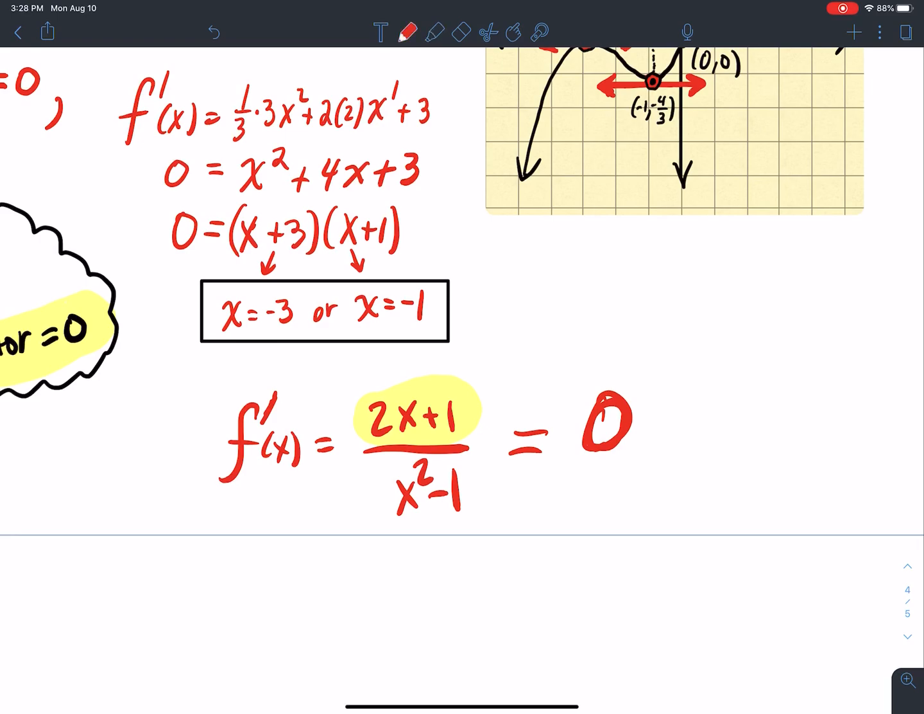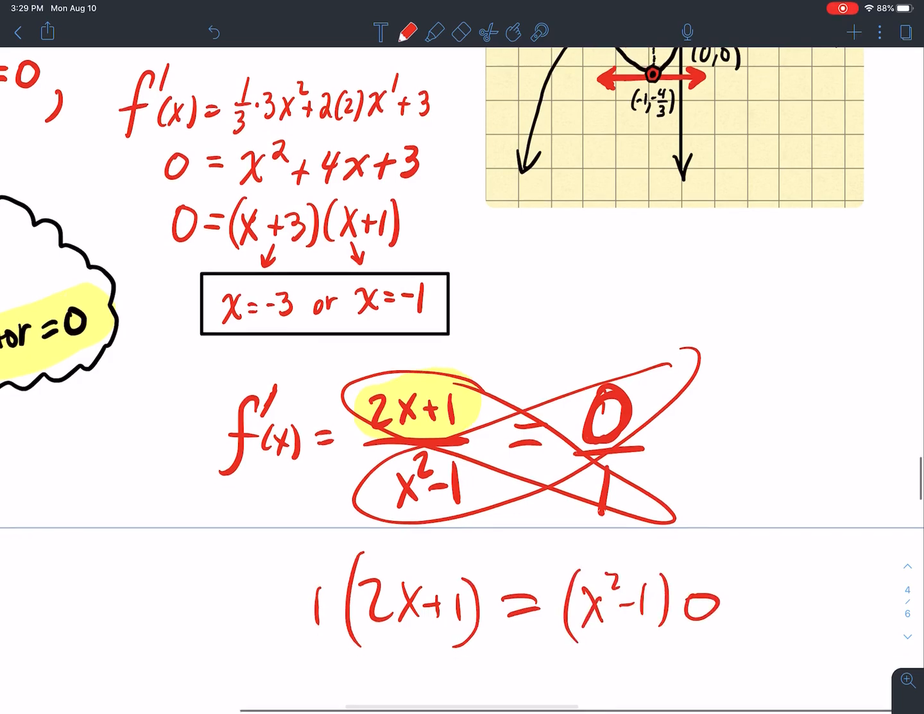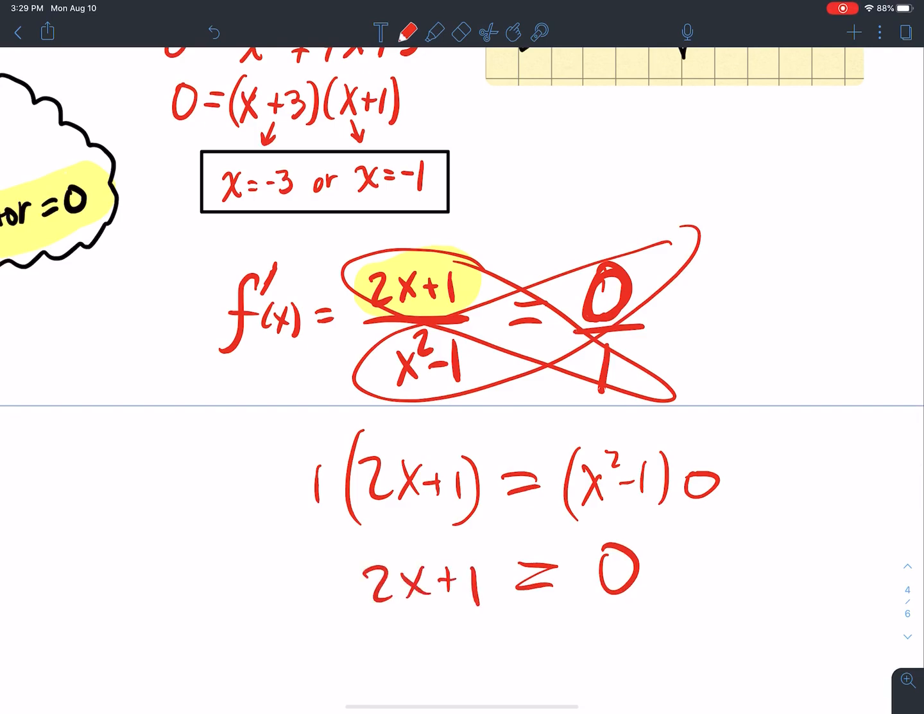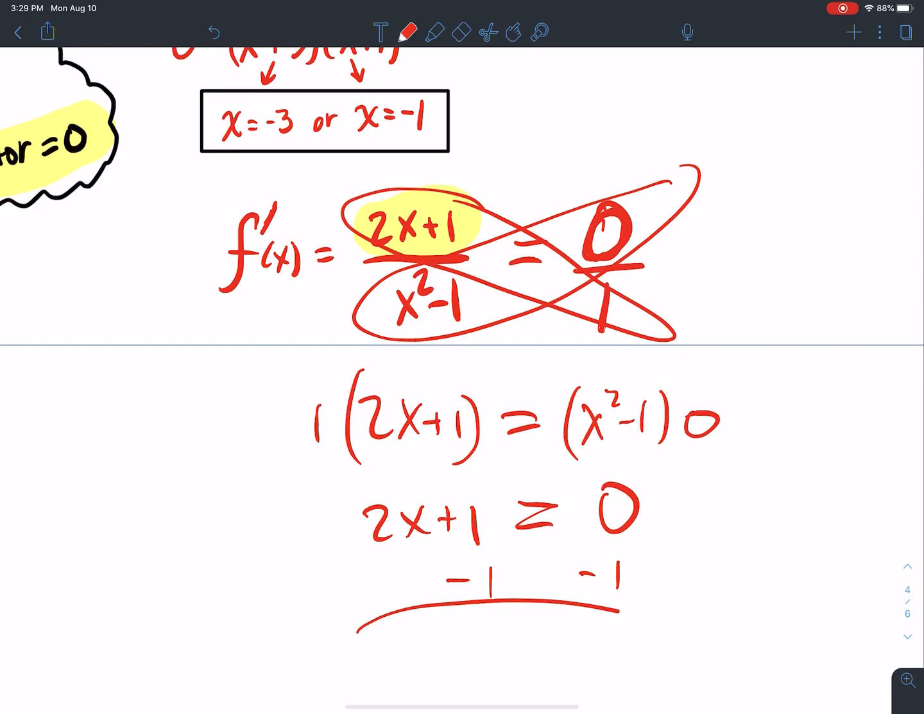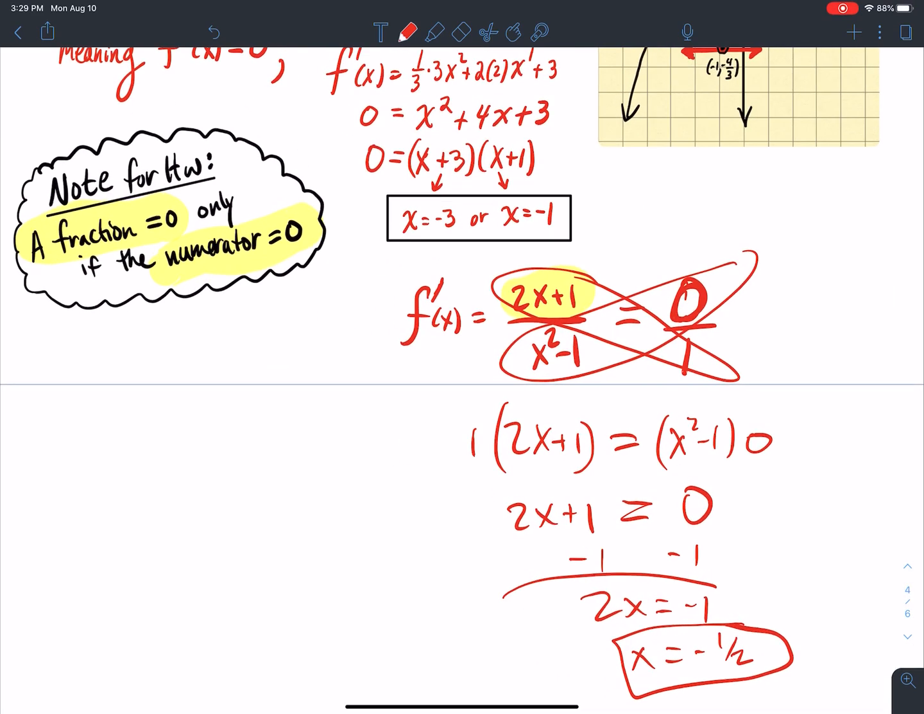And you can think about it, 0 is like saying 0 over 1. And if you want to, you could cross multiply. And if you cross multiply, you have 2x plus 1 times 1 equals x squared minus 1 times 0. But guess what? This is just 0. Anything times 0 is 0. And then you solve, subtract 1, you get 2x equals -1. X equals -1/2. So if you just remember the fact that the only way that a fraction is equal to 0 is if the numerator is equal to 0, then you can skip all this and just take the numerator and set that equal to 0, as you can see right there, and you'll have your answer.